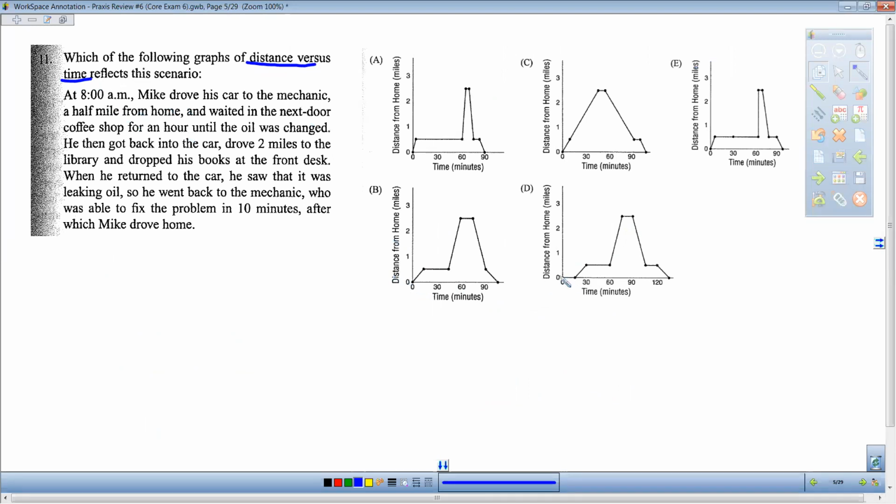And if you look at D, this vertical line means that he was staying at home for 15 minutes. Well, it says he drove his car, so D is out. So let's look at the rest of these. You've got time frames. And he drove his car to a mechanic, and it was a half a mile from home. So if you see your distance from home is in miles, this is 1 mile, so you're looking at the halfway mark.